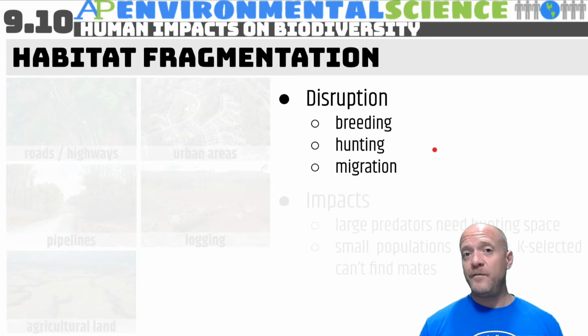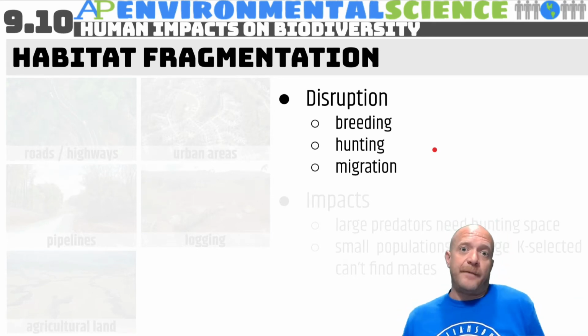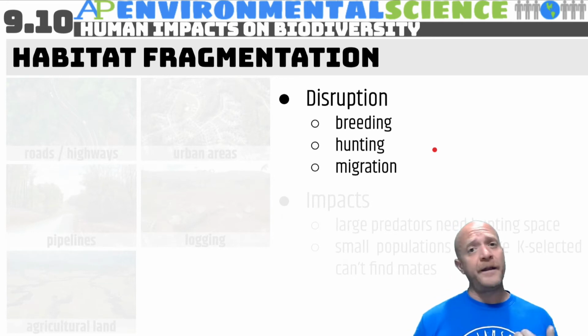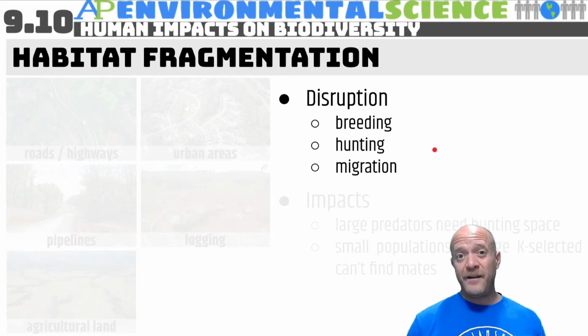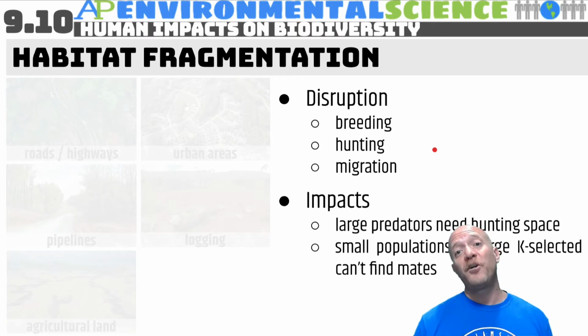So, one thing that we did touch on earlier in the year, but I want to just reiterate, is habitat fragmentation. That's the disruption of a habitat, a physical disruption. When you fragment something, you're breaking it apart. So we are disrupting this habitat, where organisms will have interference with their breeding, their migration, and their hunting or feeding. The impacts: large predators are going to need lots of hunting space. A lion has a range of several square miles, and it is a lot larger for a predator than it would be for an herbivore.